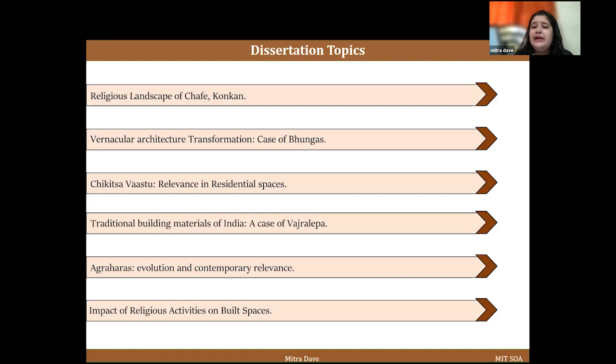So what are the impacts of all those is being studied by him. Next is Chikitsa Vastu and relevance in residential spaces. So this is done by Neeta Gangwal, where she has studied what is Vastu, what are the different elements of Vastu. And then Chikitsa Vastu is basically a correction in the house. So she has done extensive case studies of different houses in different regions also.